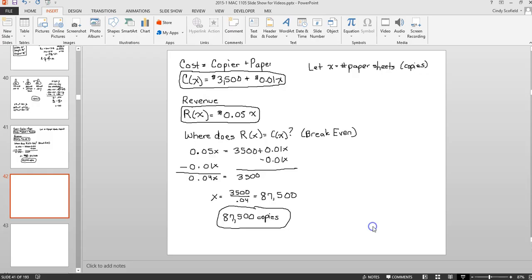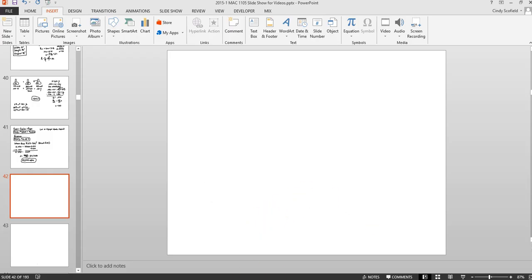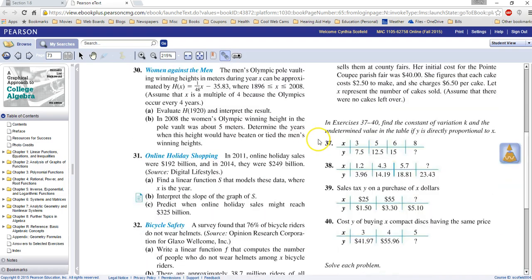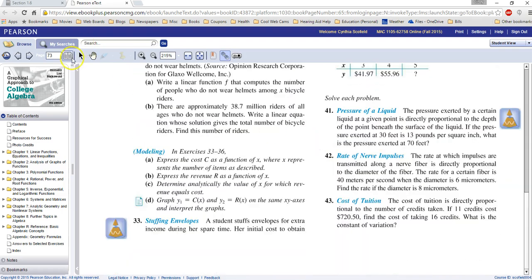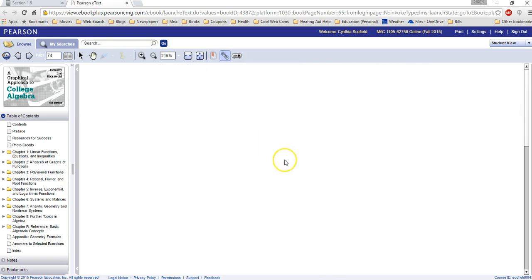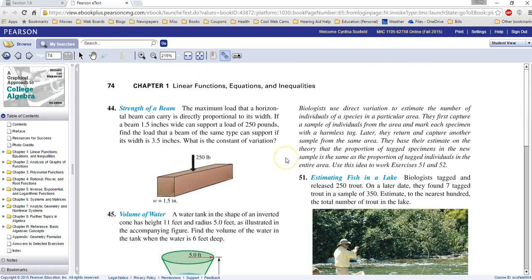I guess I need to end show for a second. Next problem is number 44 in this book, and that's on the next page. Strength of a beam. The maximum load that a horizontal beam can carry is directly proportional to its width. If a beam 1.5 inches wide can support a load of 250 pounds, find the load that a beam of the same type can support if its width is 3.5 inches. What is the constant of variation?